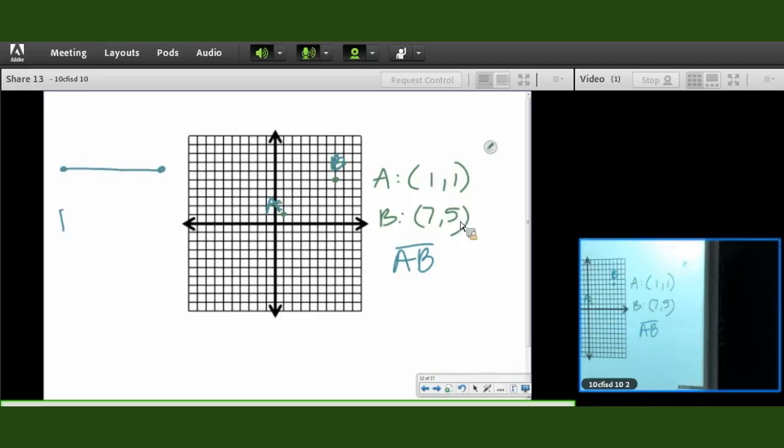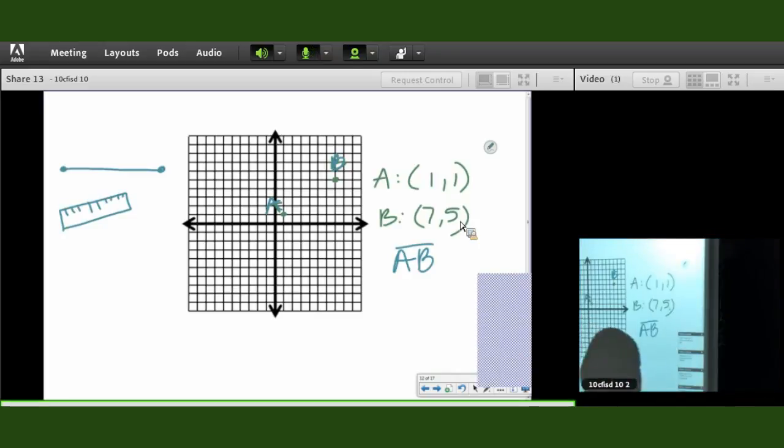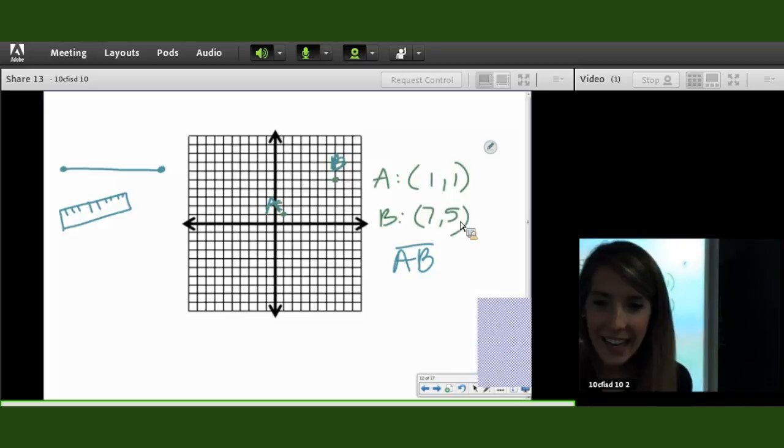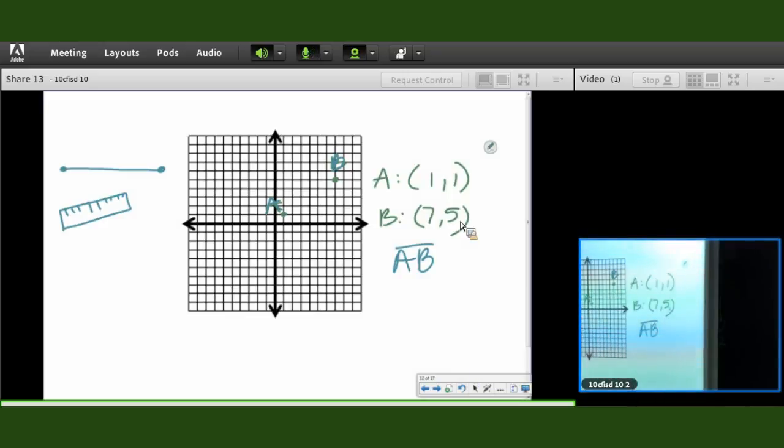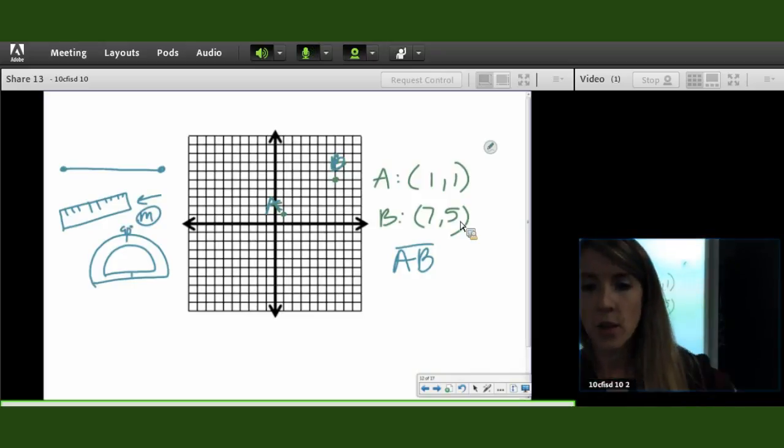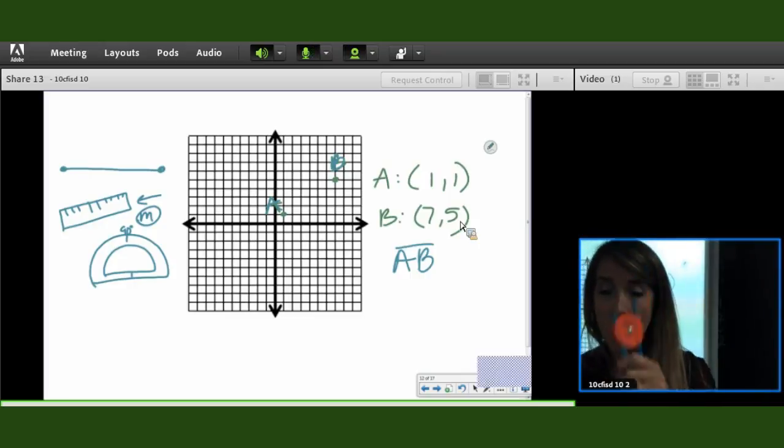So you would need a ruler with markings on it and a protractor. So the ruler could find you the midpoint, and the protractor could make you your 90-degree angle. So we could use a compass, we could use a ruler and a protractor, and now we're going to learn how to do it on the coordinate plane.